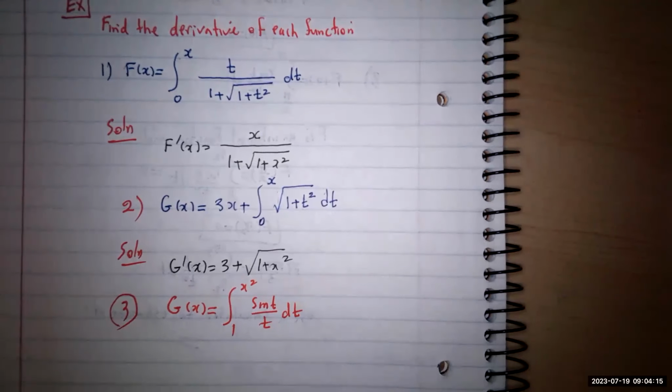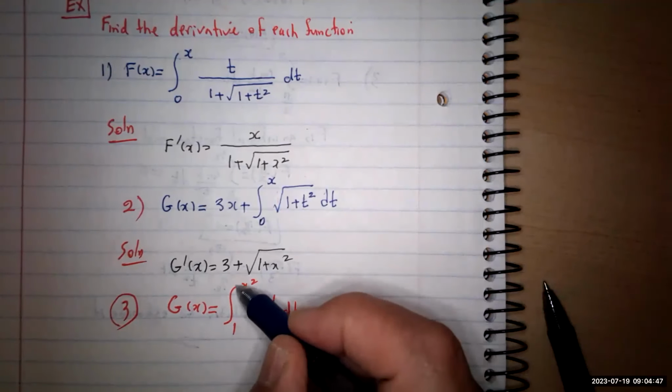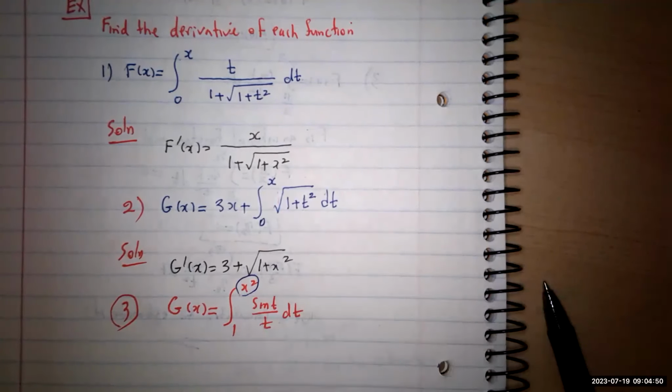Let's see what is special about this one. You see, this is not x, it's x squared. So it is a composition of two functions. One function is the integral function, and the other one is the u function, like the one we did for the ordinary function. So you have to use the chain rule.